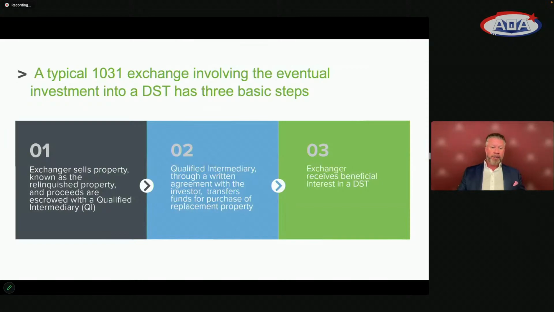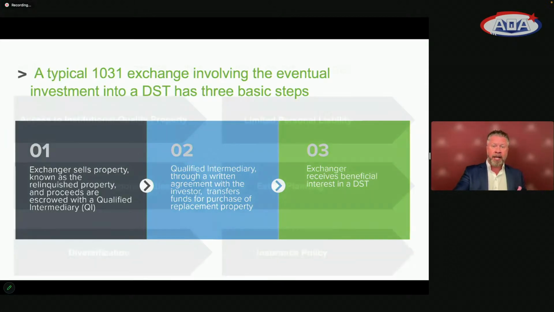Step number one, you sell your property via your realtor, right? We don't act as realtor. Find a good realtor, sell your property. Step number two, funds go into a qualified intermediary. Step number three, through the help of a financial advisor, the funds get wired into the Delaware Statutory Trust. So a very easy process to do, not much different than your typical exchange that you're doing now.